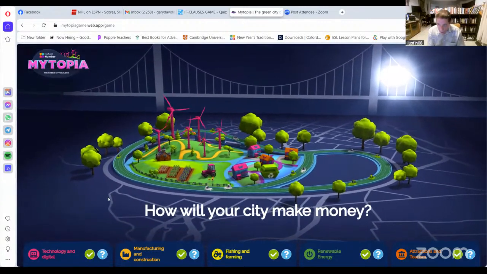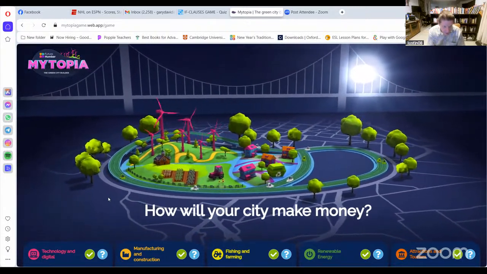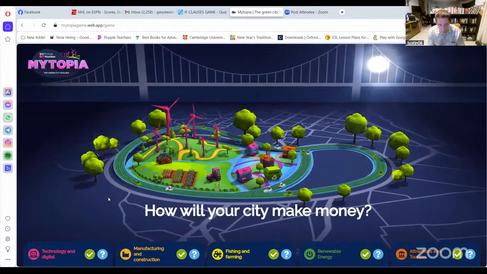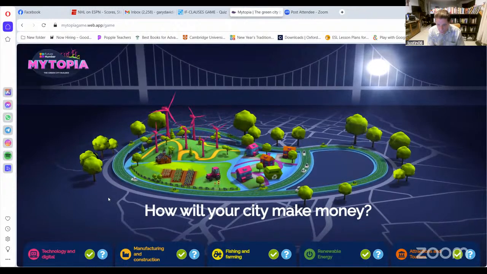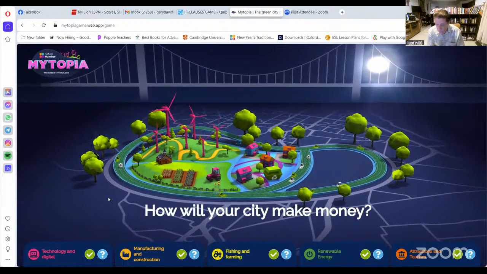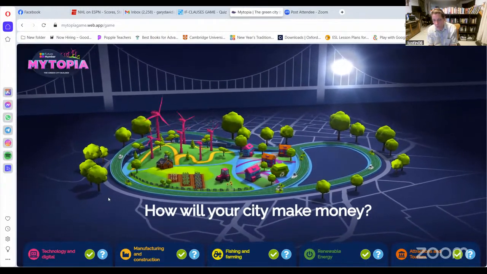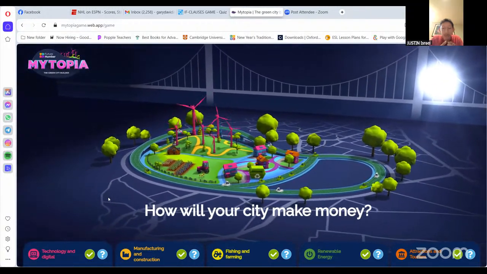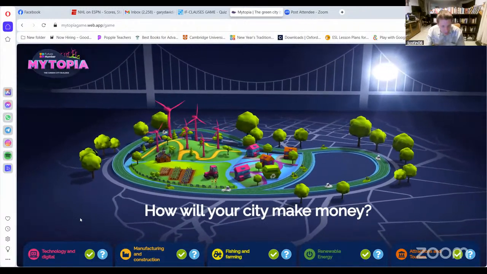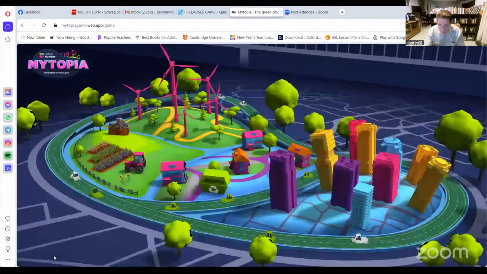So the choices are your citizens, maybe they will be working in technology and digital, or in manufacturing and construction, or in fishing and farming, or renewable energy, or working with attractions and tourism. So what do you think? What kind of jobs will be available for our citizens? Technology and digital. All right. Let's see how that looks.